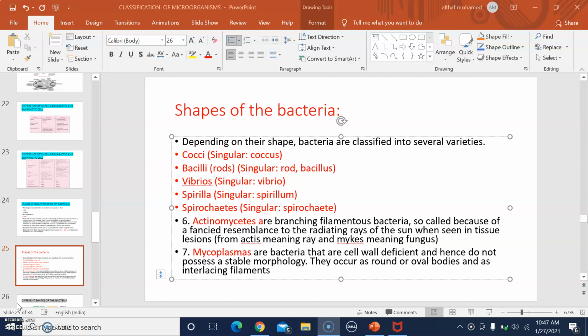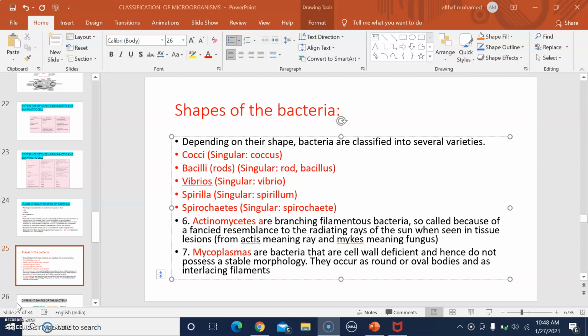Next is Mycoplasmas. Mycoplasmas are the bacteria that are cell wall deficient. Here the bacteria doesn't possess any cell wall, and they do not possess a stable morphology, because cell wall is essential for a bacteria to maintain its shape, protect it from osmotic pressure, and make it rigid. If the cell wall is absent, the shape becomes unstable. So they don't possess a stable morphology.